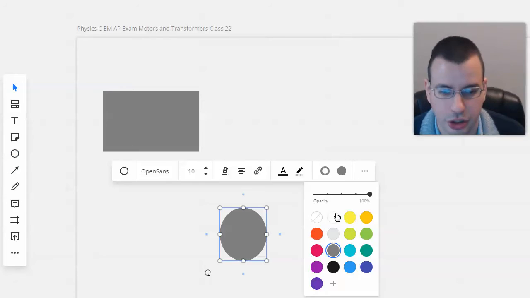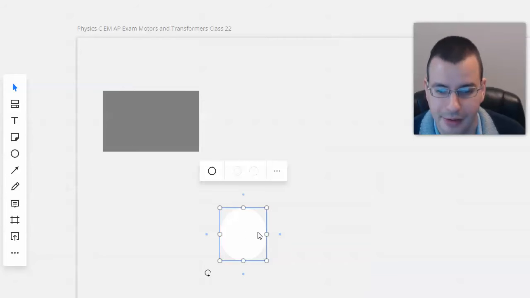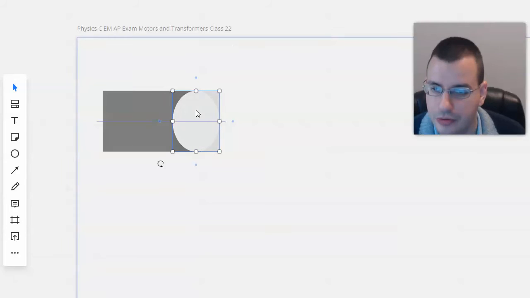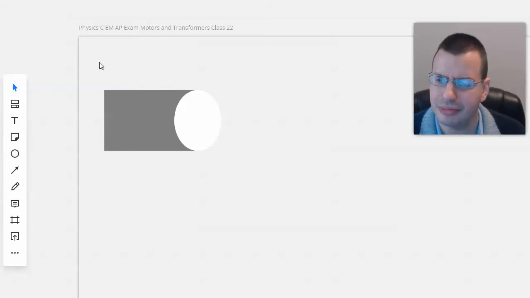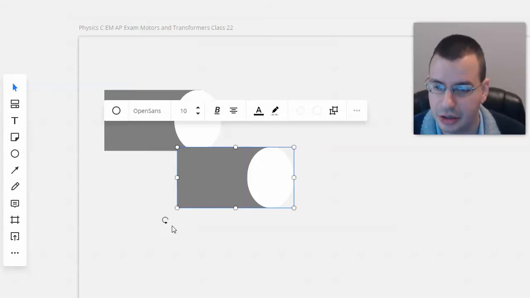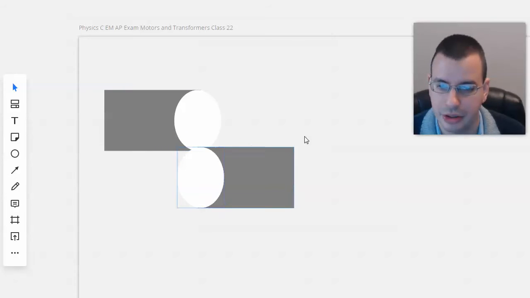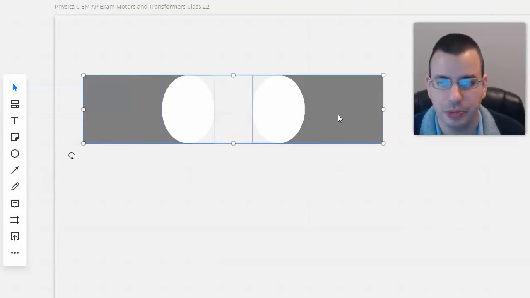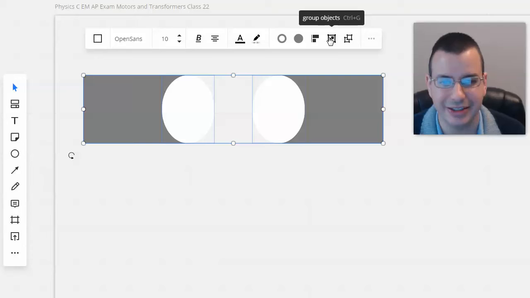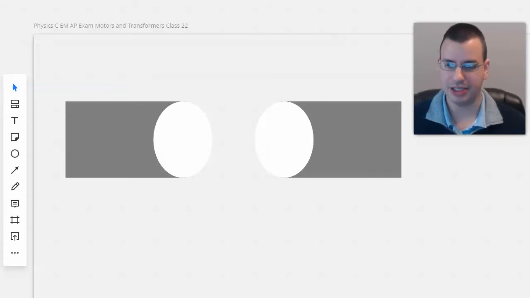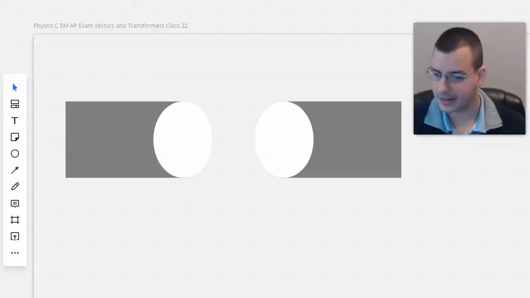But it'll be white. Move it over here, make it slightly bigger, move it over. I'm surprisingly okay with that. Copy, paste, rotate about, less rotate, over here. Group everything together. Yes. Okay. So this is going to be my DC generator. So now we'll draw in some wires.